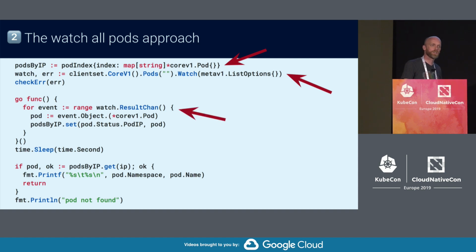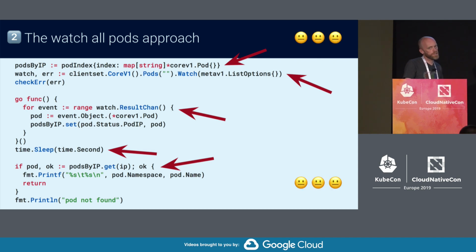Then in a separate Go routine, we can process the watch events and populate the map. Once we start the Go routine, we just sleep for a second, because let's hope that's how long it takes for all the watch events to propagate through and for the map to be completely populated before our script proceeds. And then after that, we can just retrieve from the map, and we are able to return the pod. This approach gets 3 neutral faces because, well, the sleep for one thing, but it's also a lot of machinery, and it's hard to know when the map is fully populated.